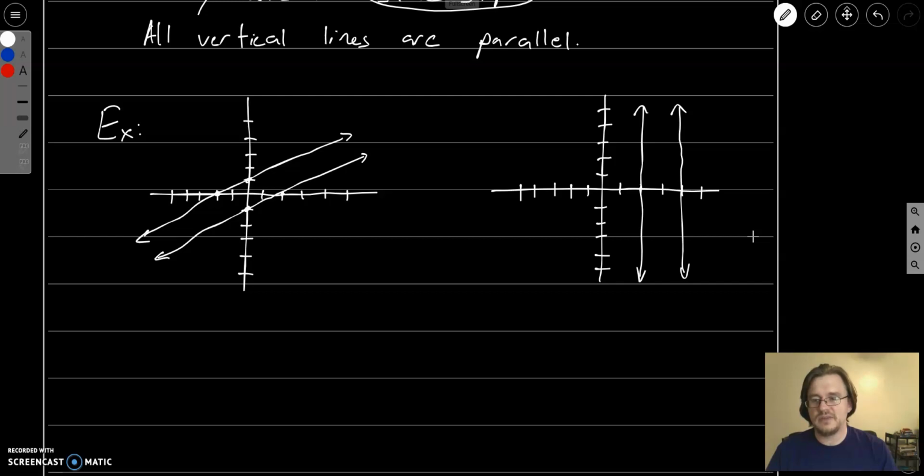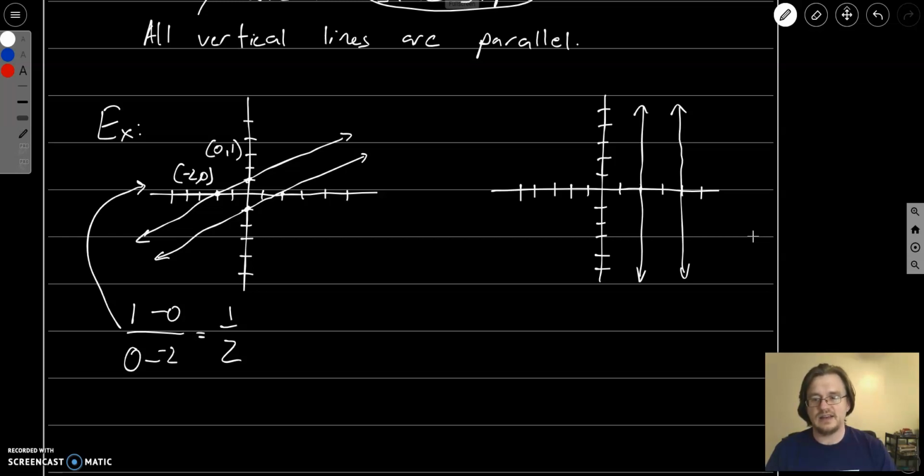The first line up here passes through the point -2, 0, and through the point that looks like 0, 1. So let's find the slope. Then I'll take the difference of the y values, 1 minus 0, over the difference of the x values, 0 minus -2, and we get 1/2. 1 divided by 2. So this is the first one.